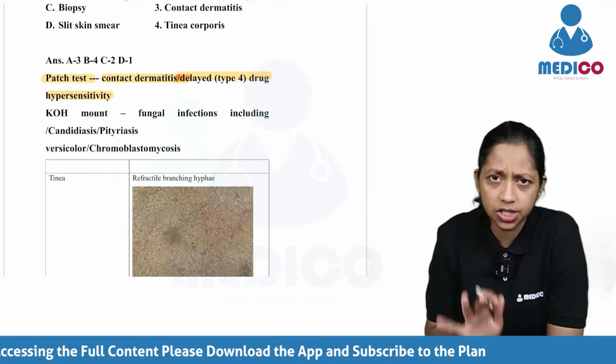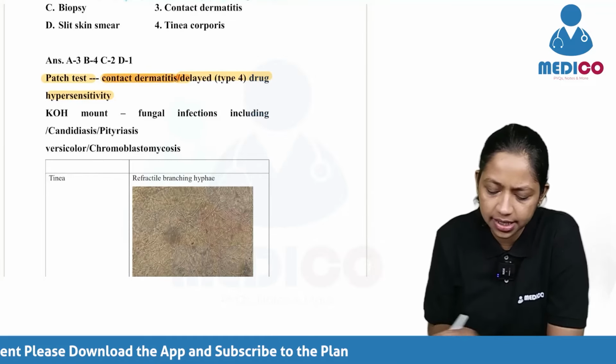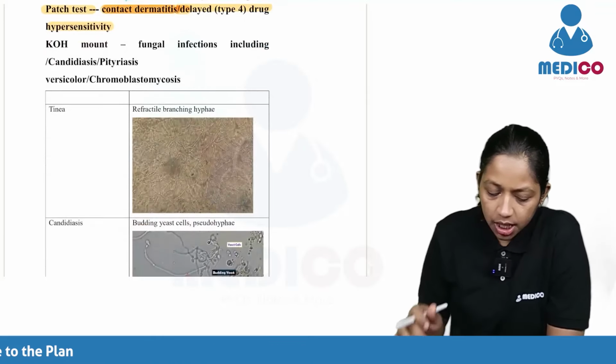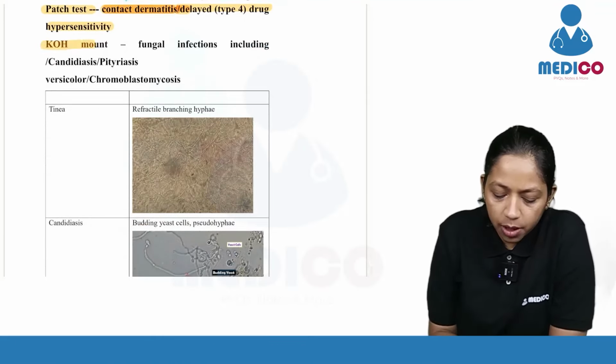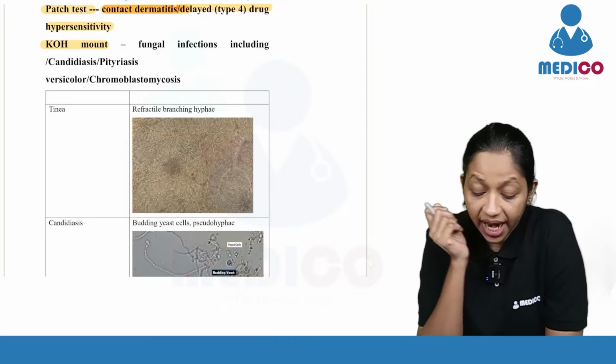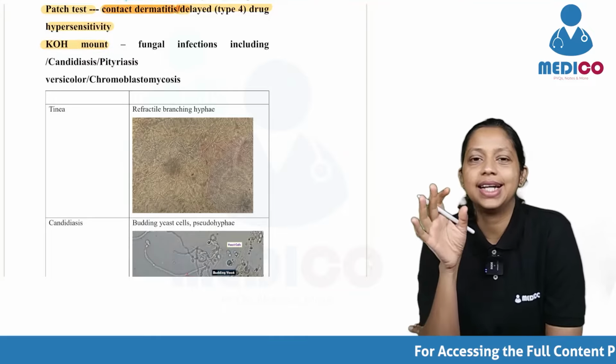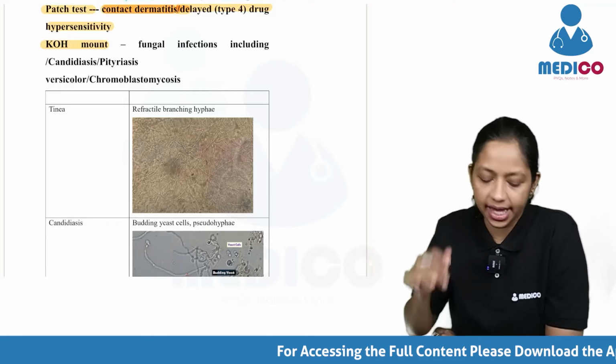So the commonly asked question is again only contact dermatitis; delayed type 4 hypersensitivity has not been asked so far. Now let us look at what a KOH mount is. KOH is used to identify fungal infections, as we already know. So what are the common slides that may come as images in the exam?